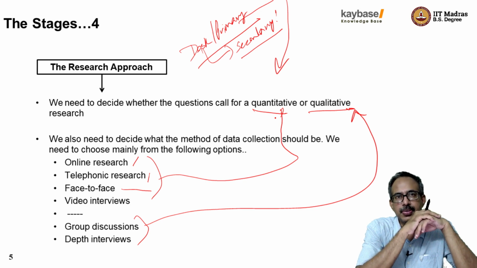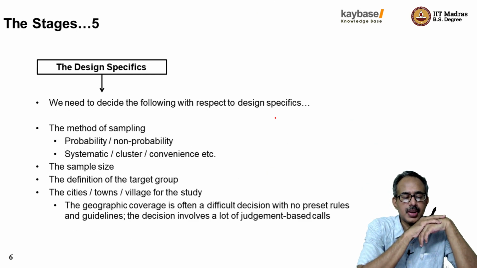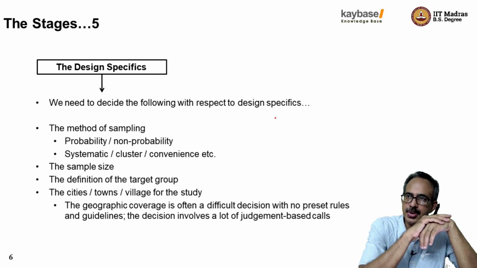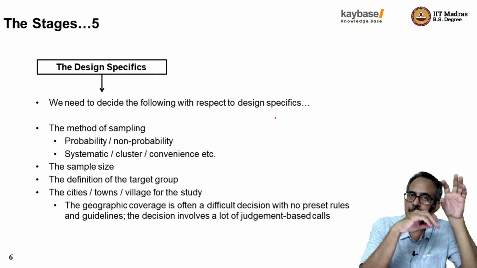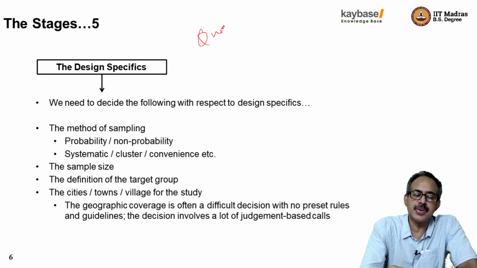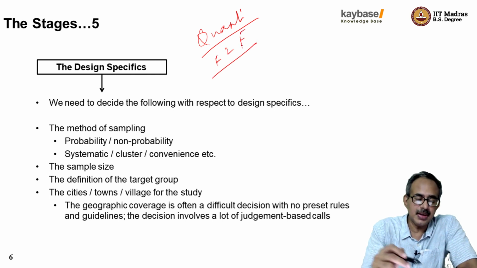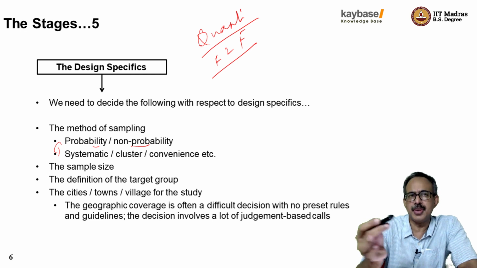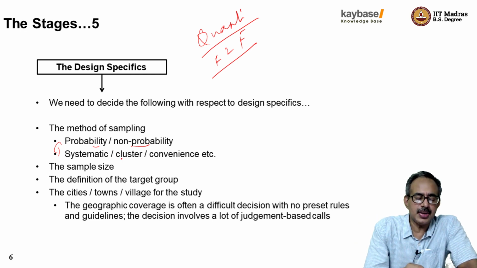Right? Can we go forward? So, having decided what kind of research we are going to do, as in the research approach, for that approach we have to nail down specifics. Right? So, for example, let us say we are going to do quantitative research, and let us say we are going to do face-to-face research. Then we have to decide: are we going to do probability sampling or non-probability sampling? And if it is probability sampling, quantitative research normally means probability sampling, we'll see that. Then within that, are we going to do systematic sampling or cluster sampling? What is the sample size going to be?